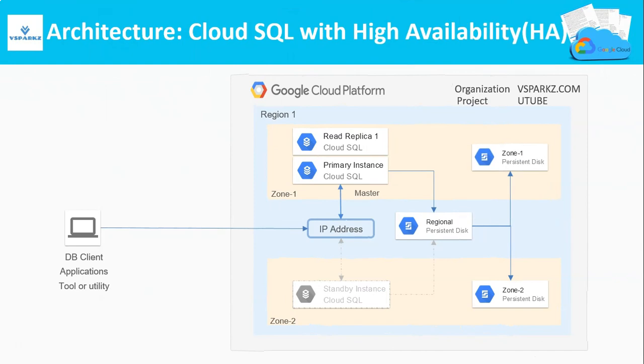This architecture deals with Cloud SQL high availability configuration. When HA is enabled, the master instance persistent disk is synchronously replicated to the regional persistent disks of Cloud SQL. In the case of a disaster to the master instance, Cloud SQL will build a standby instance with the help of the data that is captured using the regional persistent disks. Standby instances can be created in any zone, that's why we are using regional persistent disks.